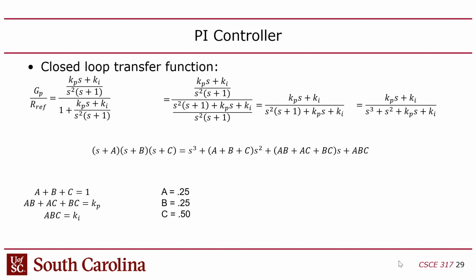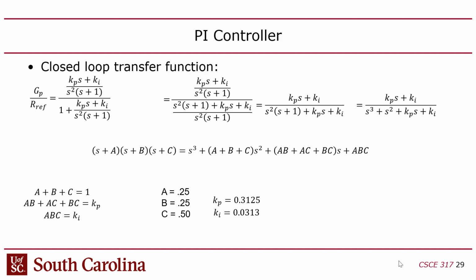So A plus B plus C, I think I just guessed, right? If I said 0.25, 0.25, 0.5, that adds up to 1, right? Now, if I pick three values that add up to 1, and I make sure they're positive, by the way, because that'll give me negative poles, then I can figure out what Kp and Ki should be by just multiplying these out. What I got there was Kp is 0.3125 and Ki is 0.0313.